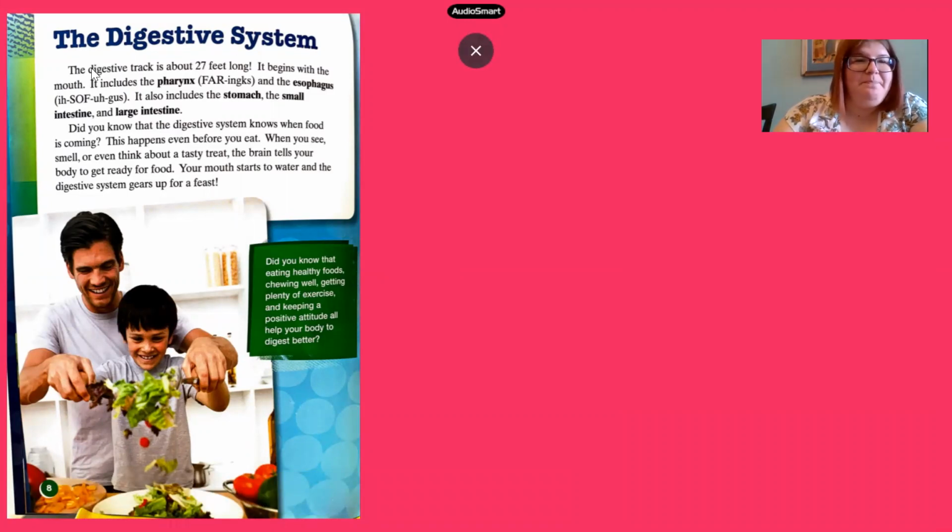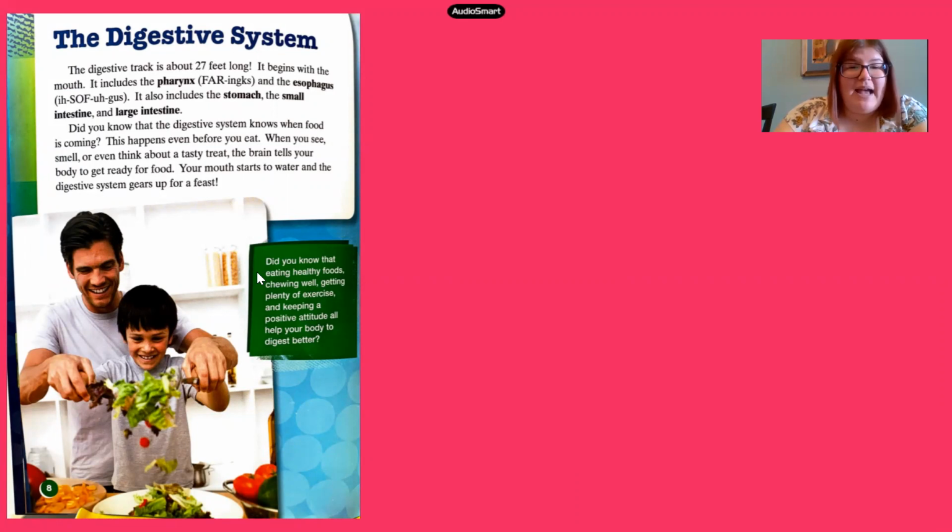The digestive system. The digestive tract is about 27 feet long. It begins with the mouth. It includes the pharynx, I know how to pronounce that, pharynx, and the esophagus. It also includes the stomach, the small intestine, and the large intestine. Did you know that the digestive system knows when food is coming? This happens even before you eat. When you see, smell, or even think about a tasty treat, the brain tells your body to get ready for food. Your mouth starts to water and the digestive system gears up for a feast.